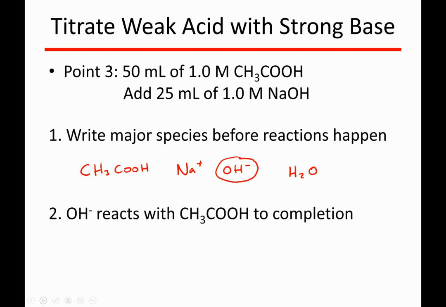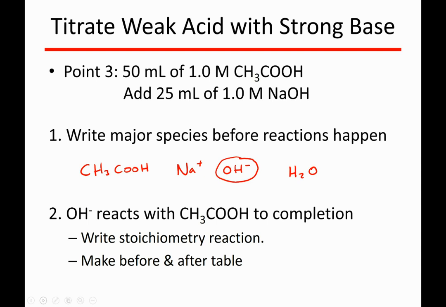Because we have hydroxide ion, it has to react immediately and to completion with the strongest acid that's in your solution, which is acetic acid. The reaction goes through to completion. So this is a stoichiometry problem. Write the stoichiometry reaction and make the before and after table, just like we did in the last video. So on the next slide, we'll set up the before and after table. I'm just going to fill it all out, and it will already be there when you get to the next slide.